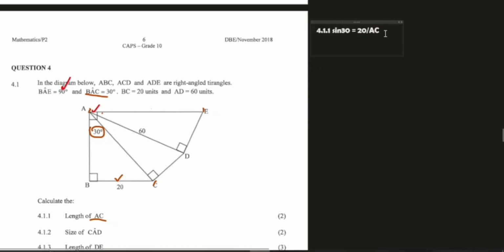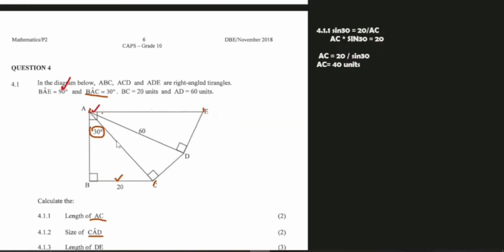If we are to make AC the subject of the equation, it means we have to multiply both sides by AC. That's going to give us AC multiplied by sine 30 equals 20. And then if we want AC to remain on one side, we have to divide both sides by sine 30. So you're going to say AC is equal to 20 divided by sine 30. And then your final answer is 40 units.